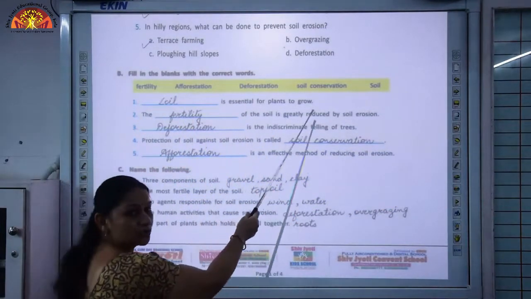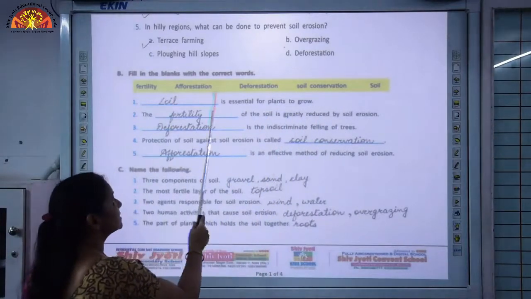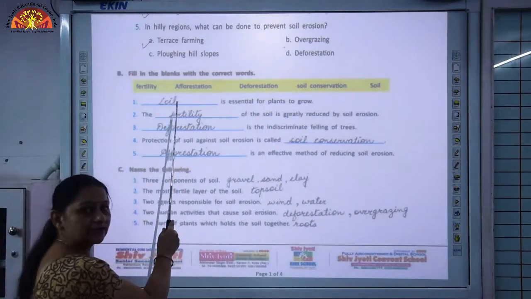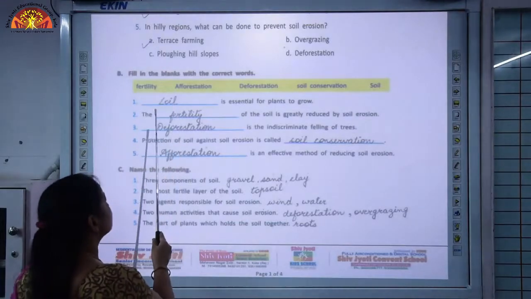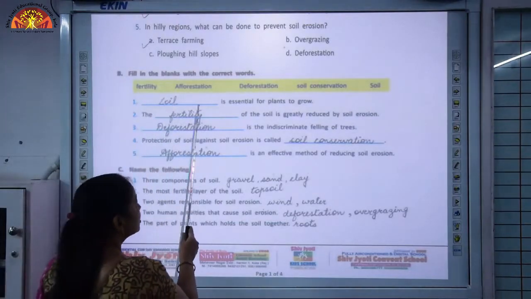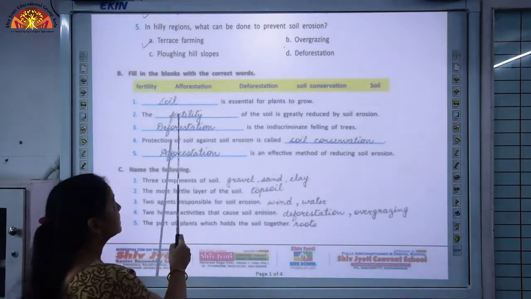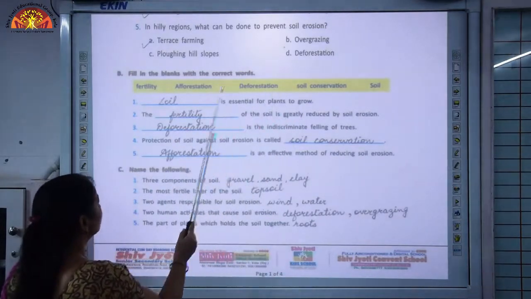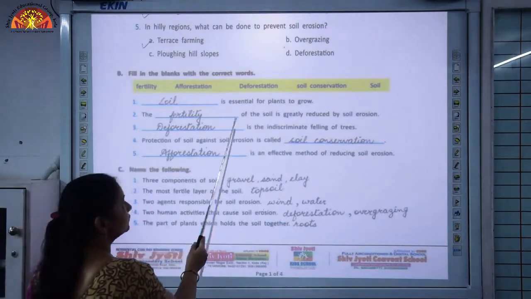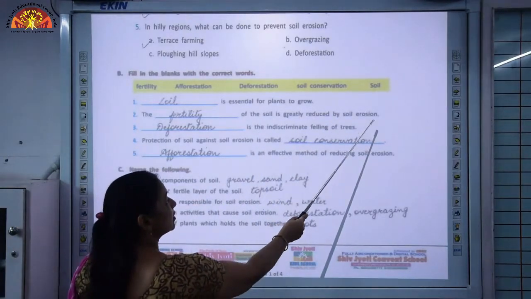Few words are given to you. You have to take the help of this help box and select the correct word and fill in the blank provided. The first one, dash is essential for plants to grow. Soil is essential for plants to grow.